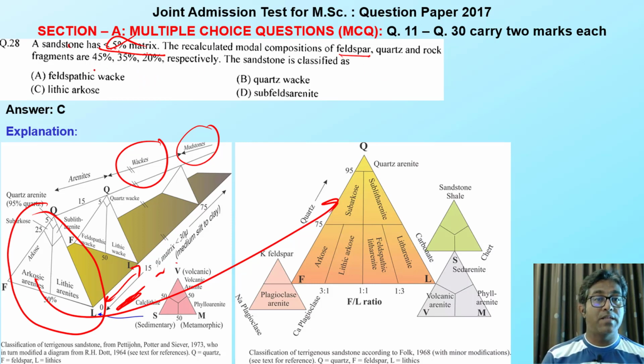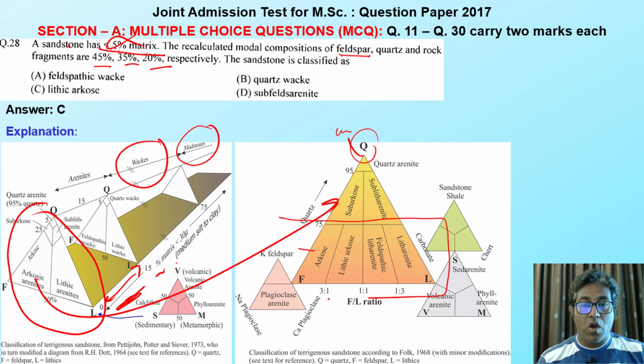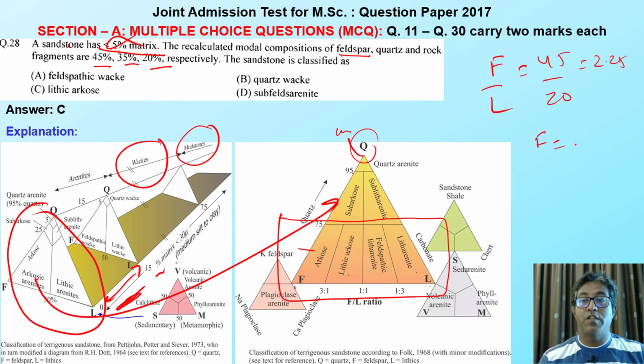Now I have feldspar as 45%, quartz as 35%, and rock fragment, this is lithic fragment, as 20%. So how much is the quartz here? 35. You know that this is 100%, this is 95, 75. This means I am in this zone. So now I have to check arkose, lithic arkose, feldspathic arenite, and lithic arenite based on the feldspar and lithic or rock fragment percentage. This is 45, this is 20, this is 2.25. This means feldspar should be 2.25, lithic should be 1. So lithic is somewhere here, feldspar is somewhere here. So I should be in the lithic arkose zone. So my option is C.